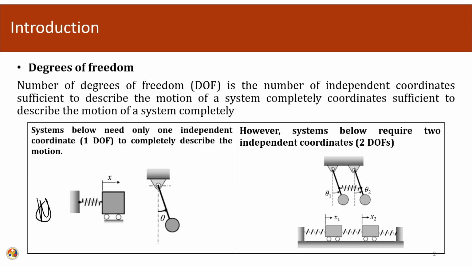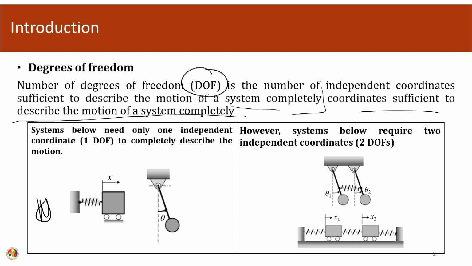So, let us start the things. Let us recap the degrees of freedom. The number of degrees of freedom, that is the DOF, is the number of independent coordinates sufficient to describe the motion of a system completely at any given instant. So, let us have a quick recap.